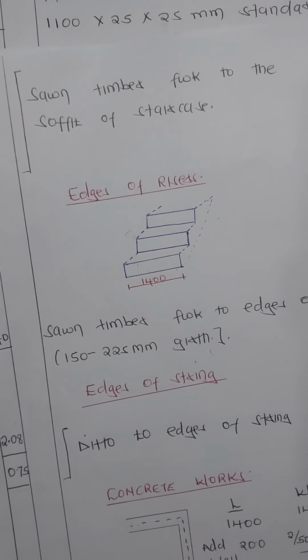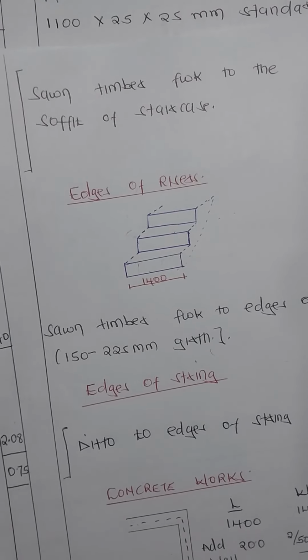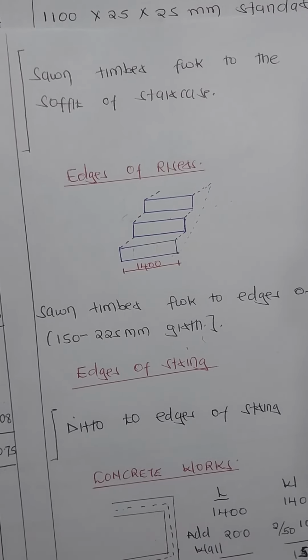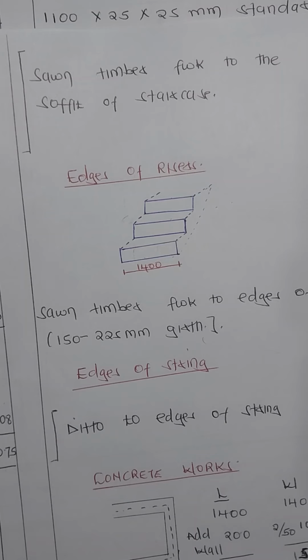Now let's move to concrete works. We are going to start with the landing. On the landing, we are told from the plan, our concrete goes into the wall. So we need to find the length and the width.